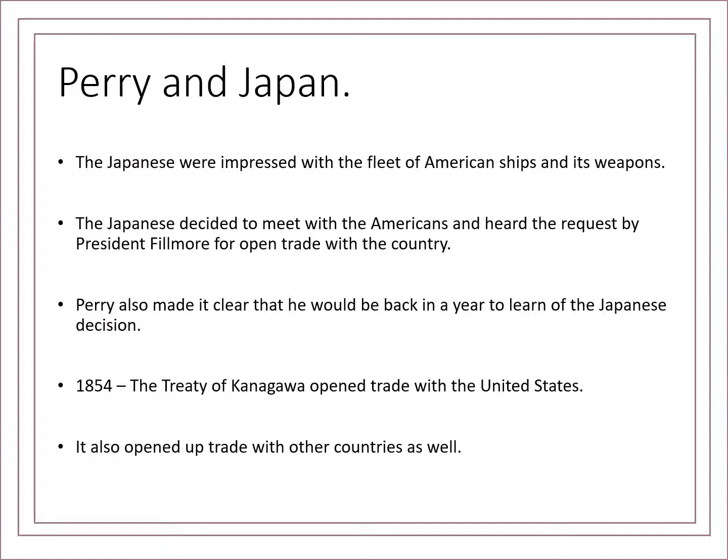So they decided to meet with the Americans and heard the request by President Fillmore for open trade with the country. Matthew Perry, who was in charge, also made it clear to the Japanese that he would be back in a year to learn the Japanese decision, and said that he would be coming back with more ships. So it was kind of a little bit of a threat, kind of underneath his breath, that he said, oh, we'll be back with more ships. We need a decision. So in 1854, a year later, the Treaty of Kanagawa opened up trade with the United States. And soon after that, Japan would open up trade with other countries as well.